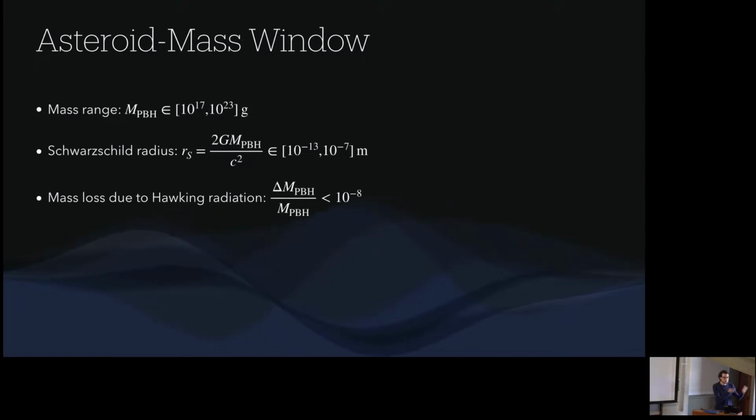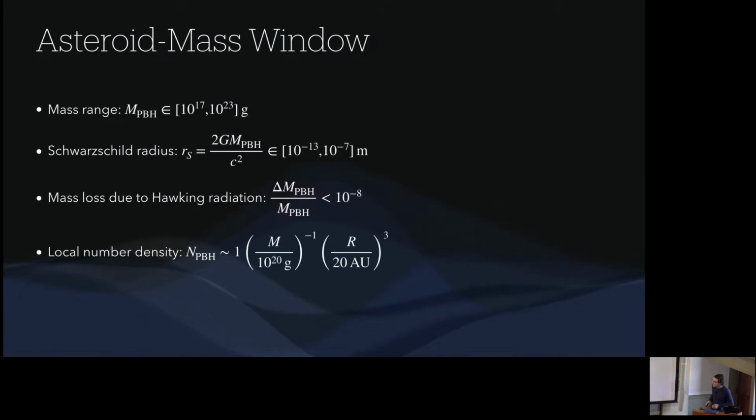You can also look at the other end. Hawking radiation is also difficult to probe at those masses, simply because they lose only a very small fraction of their mass over cosmological timescales. However, it gets interesting if you look at what the number density of dark matter objects is at those mass scales.